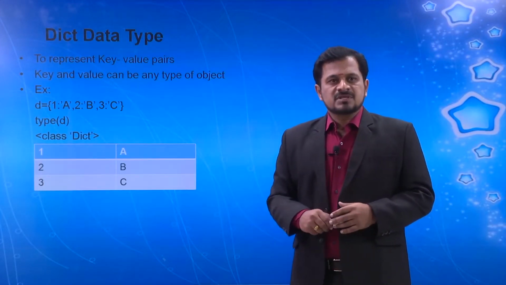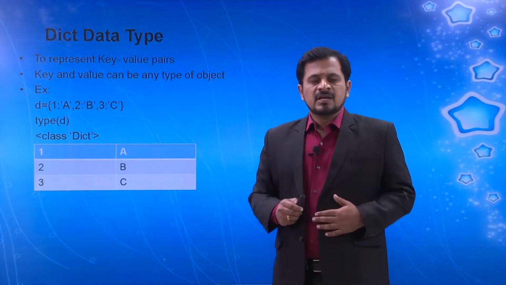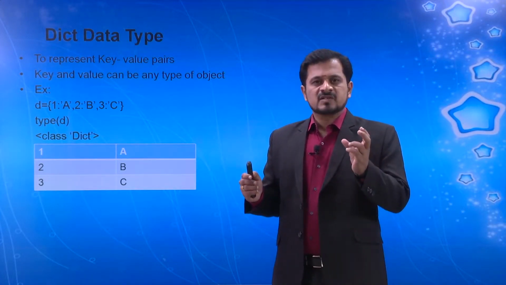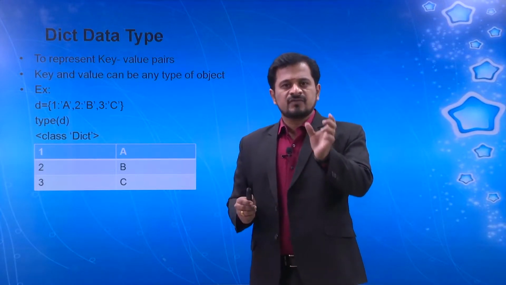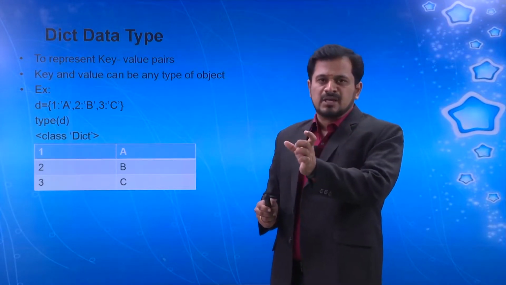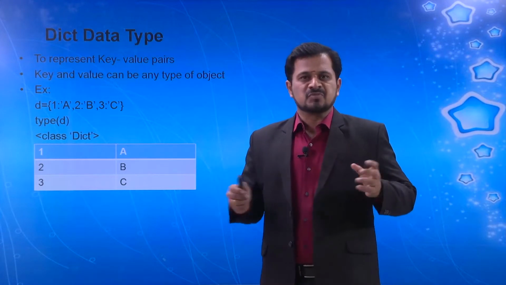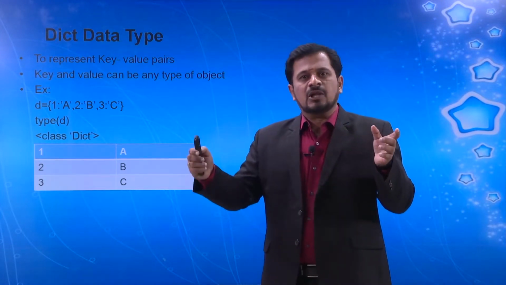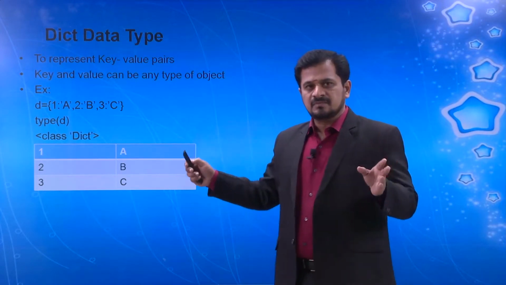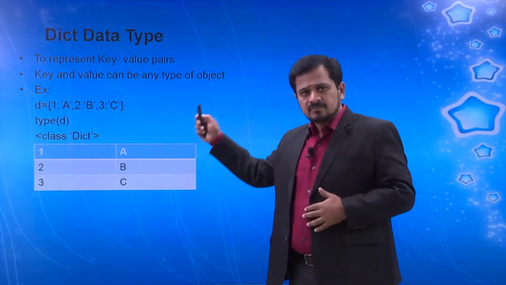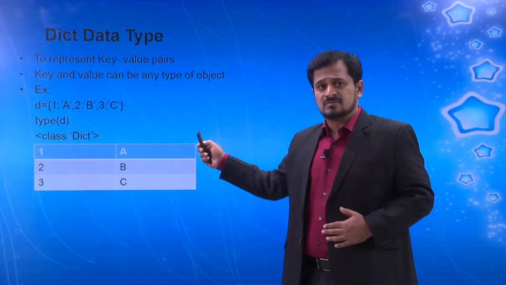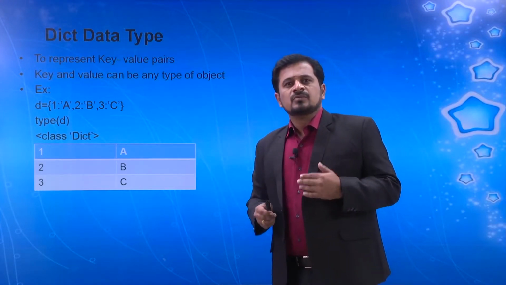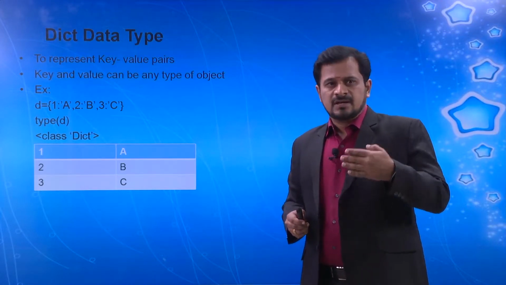The next data type is the dictionary data type. What is the meaning of dictionary? A dictionary tells you, for a particular word, what the meaning is, and what the synonyms and antonyms are. It has some key with a value. In the same way, in a Python program, if we want to declare some key-value pairs, then it is better to choose the dictionary data type.